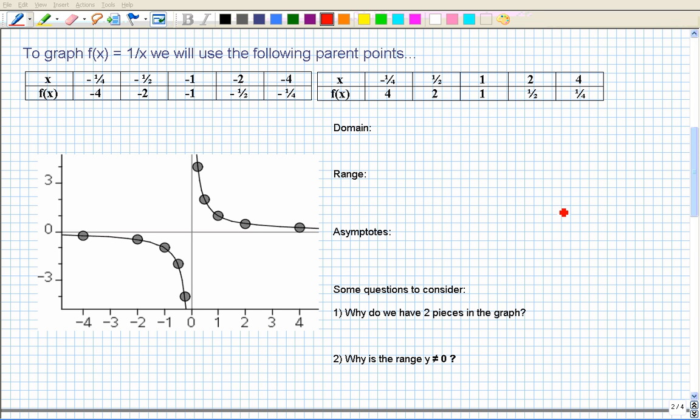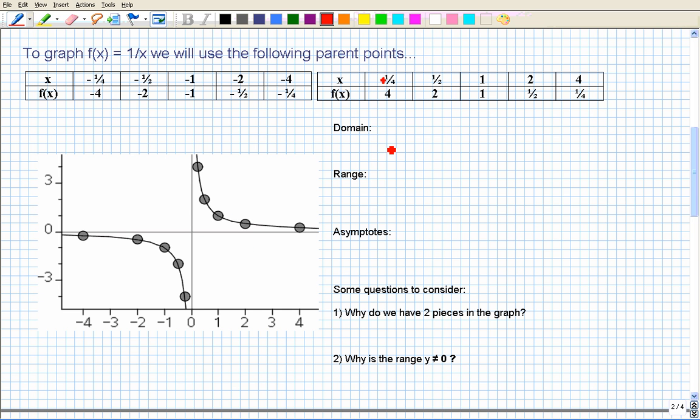To graph f of x equals 1 over x, we'll use the following parent points. So you can see we have negative 1/4, so 1 over negative 1/4 is negative 4. Or later on, if we have 1 over negative 2, that's negative 1/2. And then we have the positive values as well. That is not supposed to be a negative 1/4, that is supposed to be a positive 1/4, just in case you were wondering. Okay, and so this is it graphed, and so you can see I've got 5 points here.